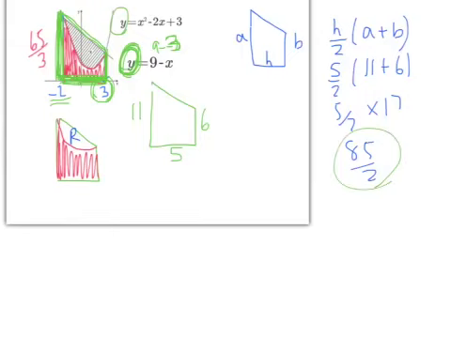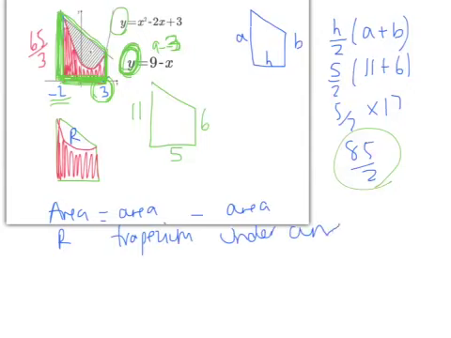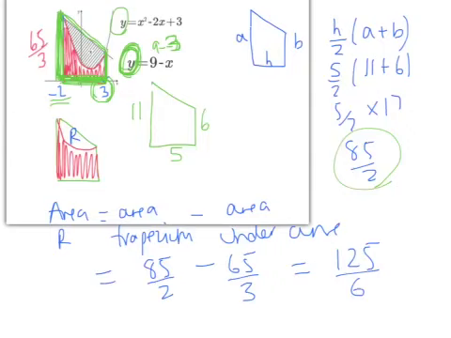Okay, so we're going to finish off. How do we find the area of R? The area of R is the area of the trapezium minus the area under the curve. So the area of the trapezium is 85 over 2. The area under the curve is 65 over 3. And I'm going to put that all into my calculator. And my calculator tells me 125 over 6.